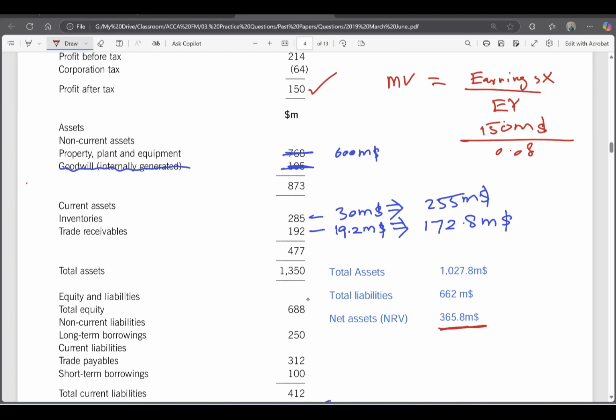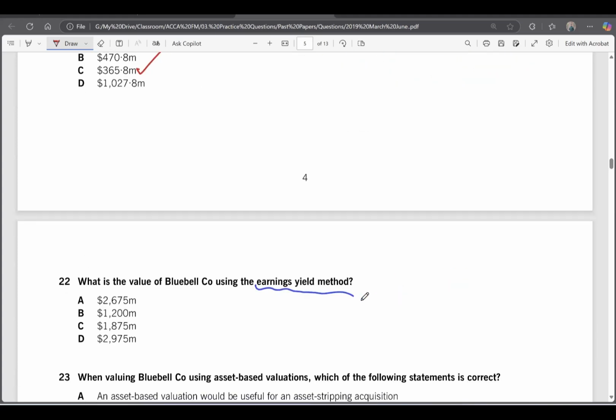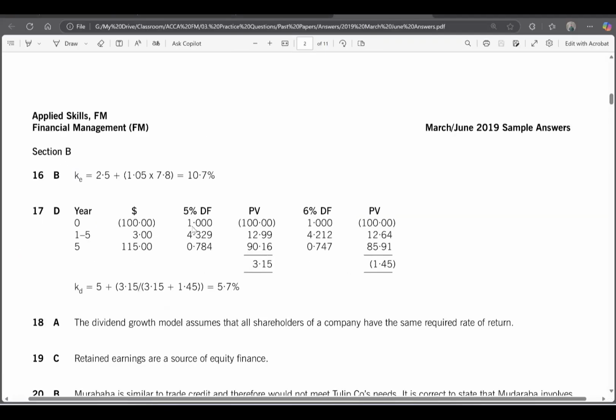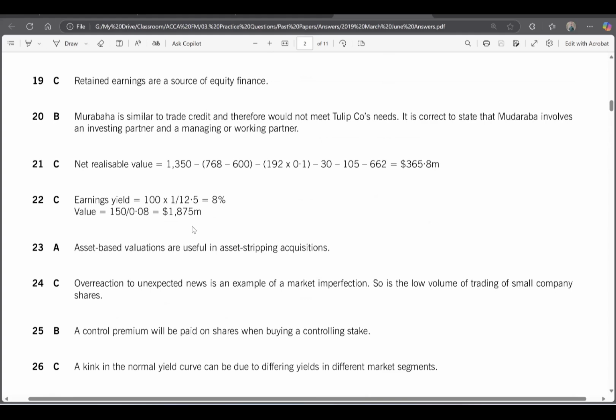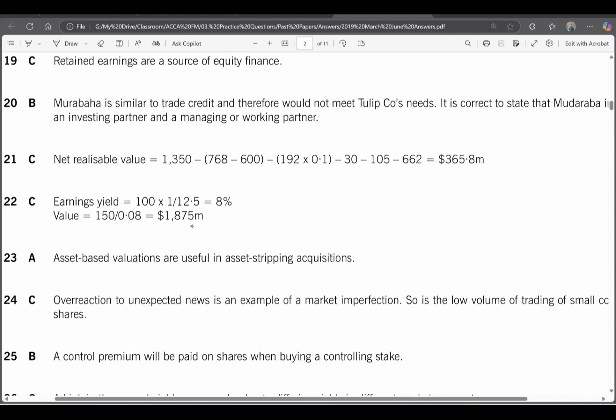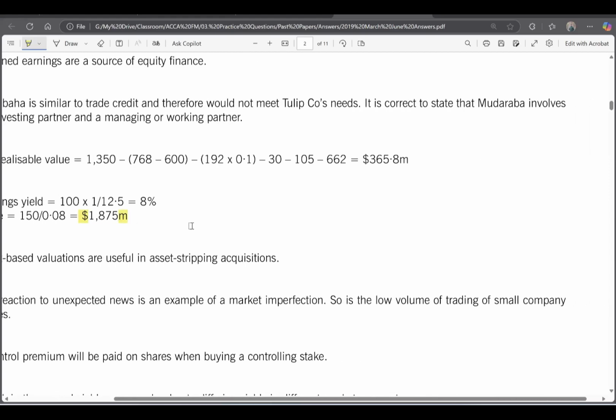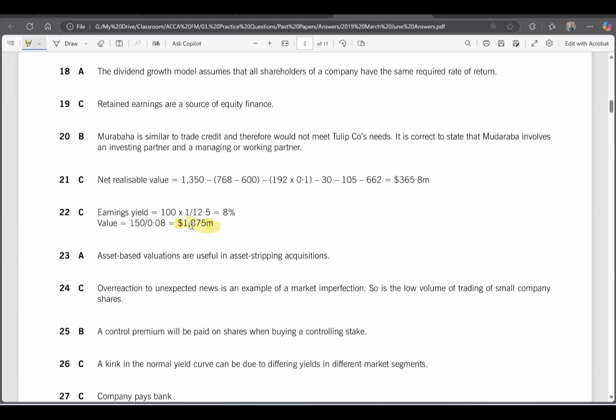$150 divided by 0.08. 1875 million. C is the answer, but I'm not sure. Let me check the answer. Yeah, correct. So it's 1875 million using the earning yield method. So both answers are C. Correct.